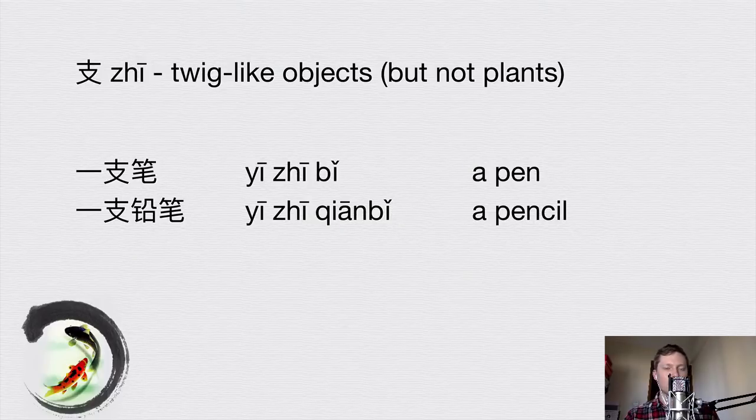And then we've got 知. There are a few different measure words which are pronounced 知, but they are actually different characters, which is a little bit confusing. One of them is this character that you can see at the top of the screen, 知. This is normally used for twig-like objects, but it's not used for plants. One of the confusing things is that there's another character, 知, which is a measure word which is often used for plants, but I won't get into that now, just to not complicate things. So, for example, this measure word 知 that you can see on the screen, this is used for things like pens, pencils, or long, thin, twig-like objects. For example, 一支笔 is a pen, and 一支铅笔 would be a pencil.